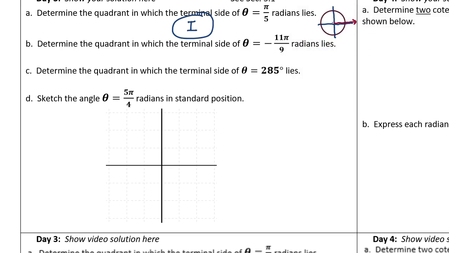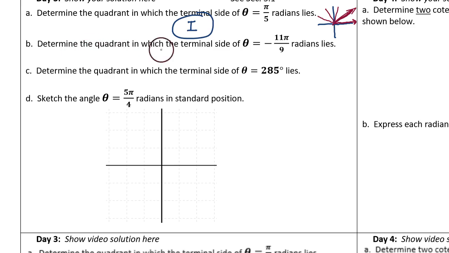So let me just try to approximate 5 equal sections. 1, 2, 3, 4, and 5. I know I don't have those perfectly equal, but it's pretty close for our purposes. So pi over 5 would be out in this direction. And again, that's quadrant 1.